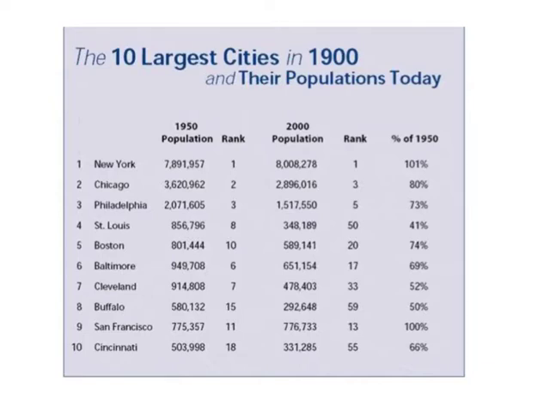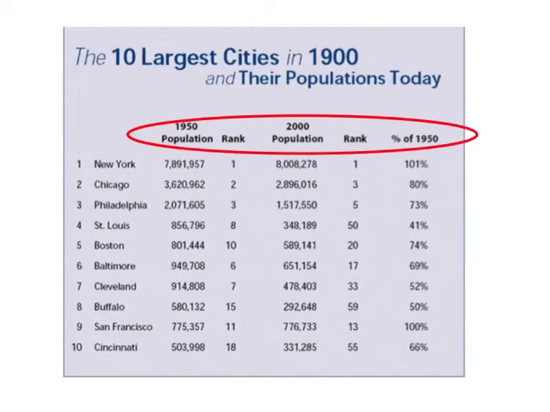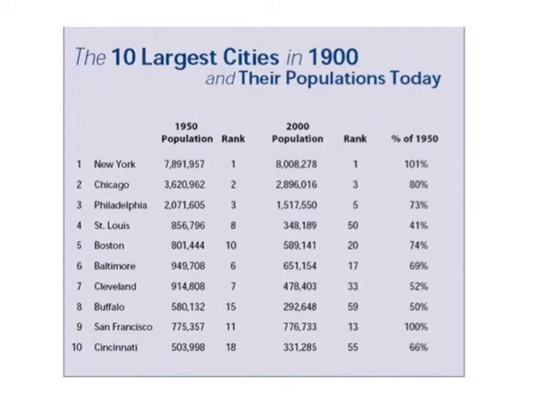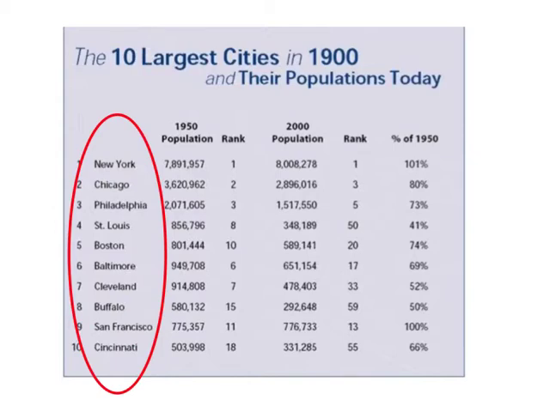Now let's read what's in the column headings. Those are over here. So we have the population in 1950, its rank, the population in 2000, its rank, and the percent of 1950. So the different columns represent the different populations. Now let's look at the columns. The column over here has cities in it.